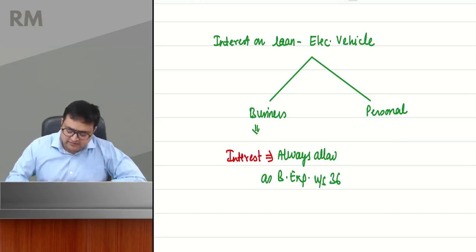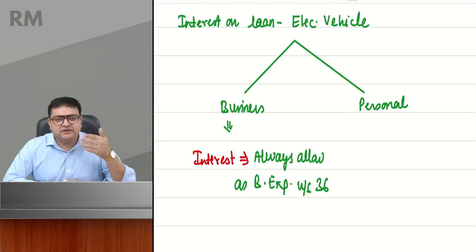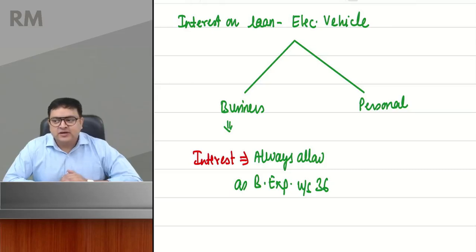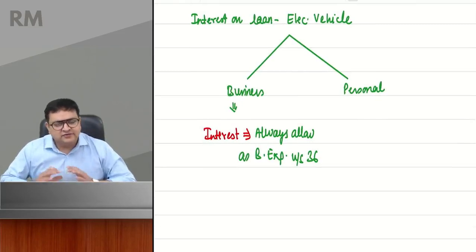Although if you don't remember the section number 36, that's perfectly fine. But you should know that anything which is purchased for business purpose, the loan interest is allowed as a business expense. That is perfectly a business expense. No issues. Whatever is the interest, there is no limit to it. There is no other condition. It's a business expense. Allow it.